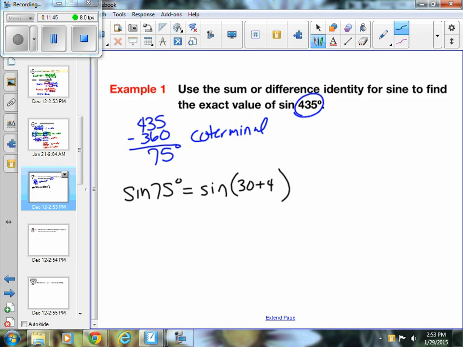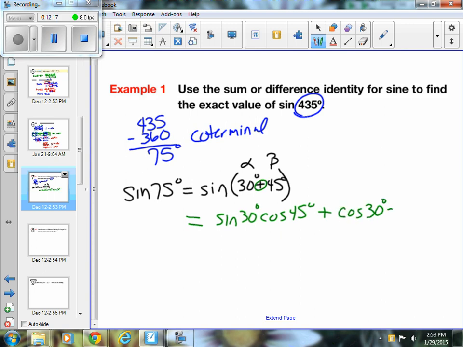How about 30 plus 45? That adds to 75, and I know values for both of those. So think of the 30 like your alpha and the 45 like your beta, and we can use that formula. So it's our sine sum formula. So look that up on your pink sheet or in your notes. It's sine of the first angle, 30 degrees, times cosine of the second angle, 45, plus, because it's a sum, cosine of the first angle, 30 degrees, times sine of the second angle, 45. So you're always using all four pieces, sine and cosine from both of those angles.